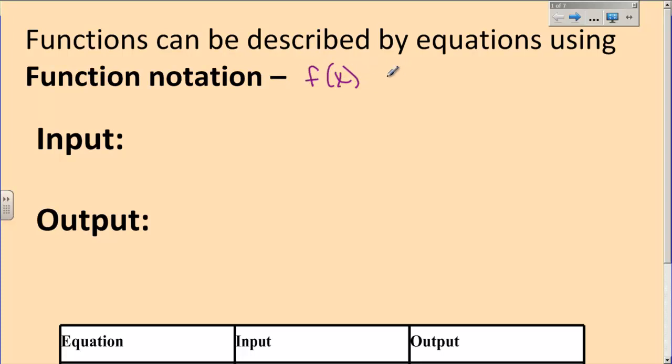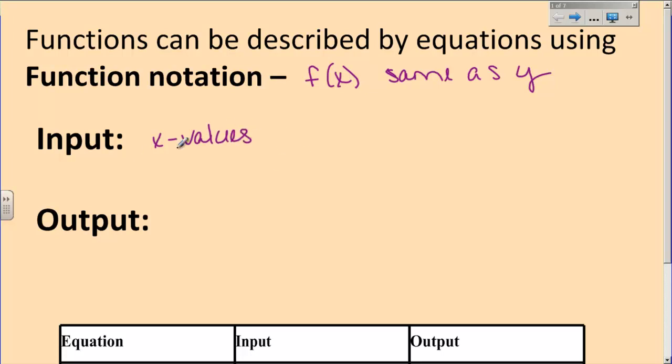This f of x is the same thing as y. And so it's just another way to say y equals, but f of x becomes very, very handy and very, very important when you get into some upper level maths. It's also very important when you are looking at graphs, so it is a notation you need to be familiar with. The input for any function is just the x values.